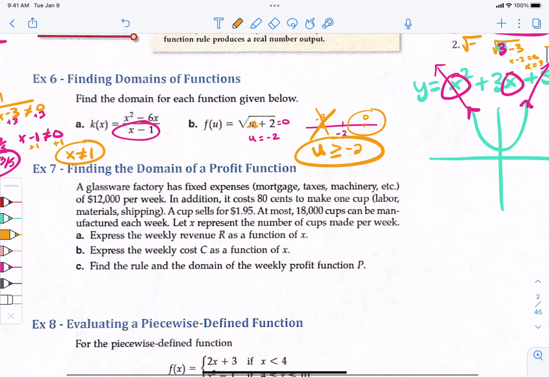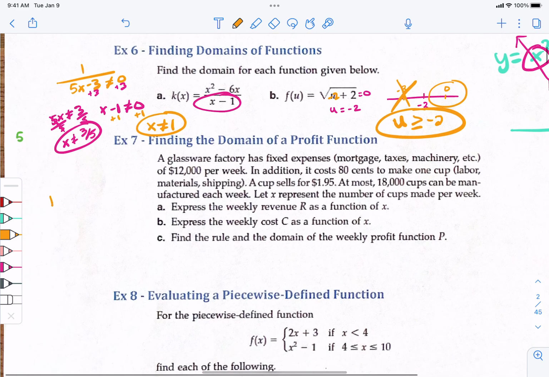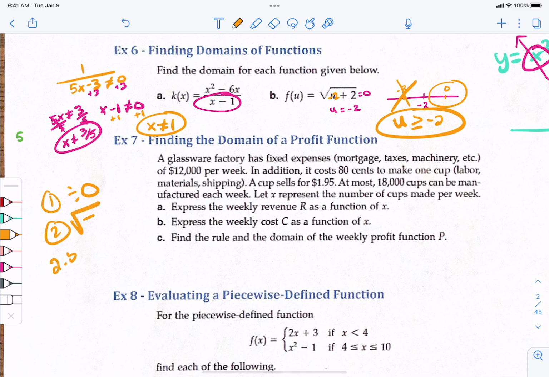Good, good? All right, now, we just said that there were 2 things that screw up domain. I'm going to add like a little half piece to this, okay? So number 1, we never want to divide by 0. Number 2, we never want to have a negative inside of the square root. I'm going to say like 2.5. Rule number 2.5 is if you have a story problem, okay? So the only other thing that will screw up a domain is if you have a story problem.